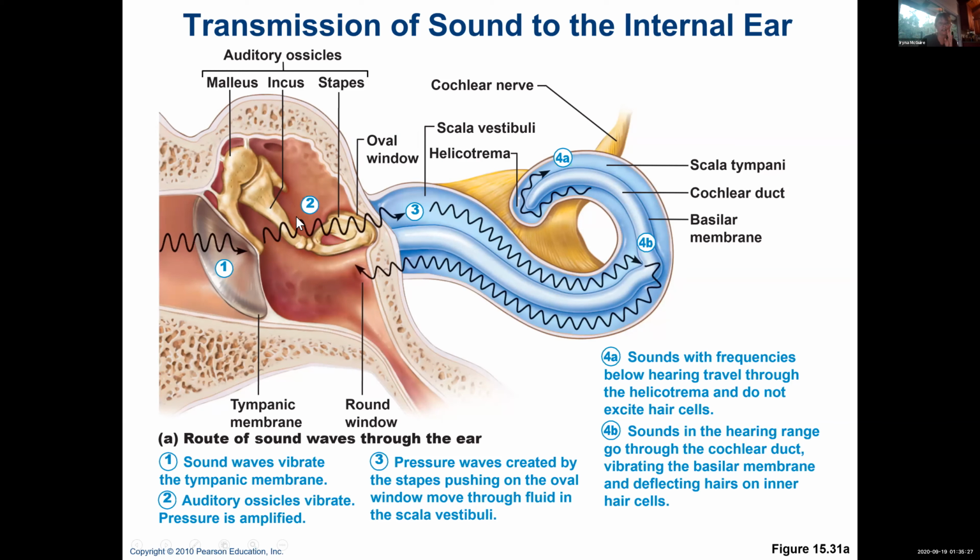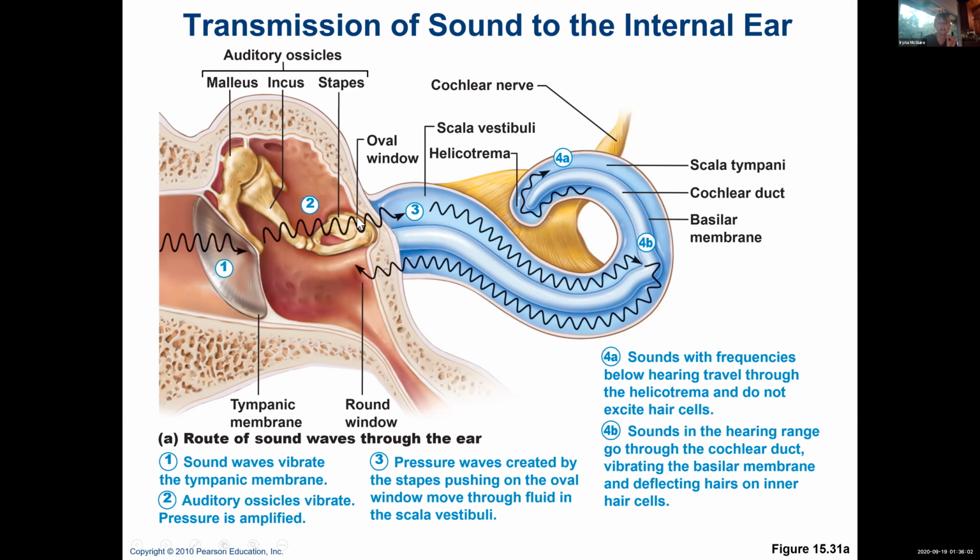Now, in the middle ear, we have what we call auditory ossicles. Those are little bones that vibrate because of this vibration of the tympanic membrane. And what they do, they amplify pressure, right? Here we have malleus, incus, and stapes, three auditory bones. The smallest one is the stapes.